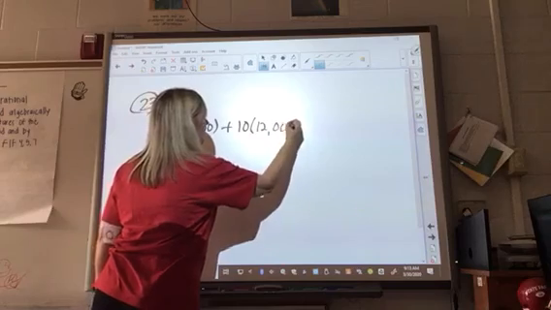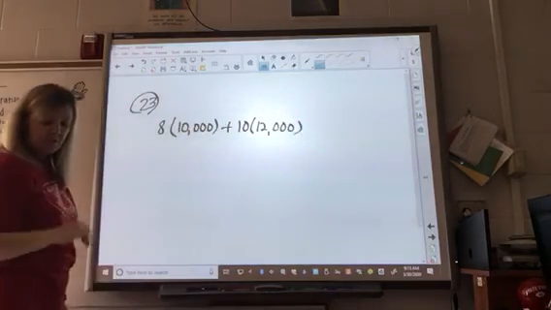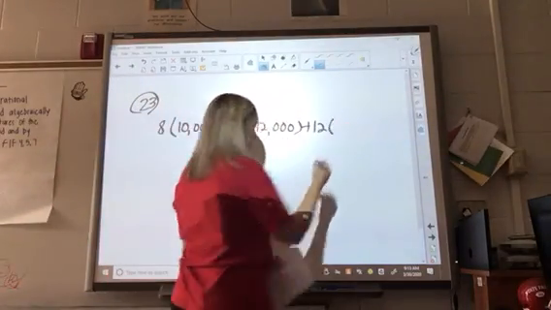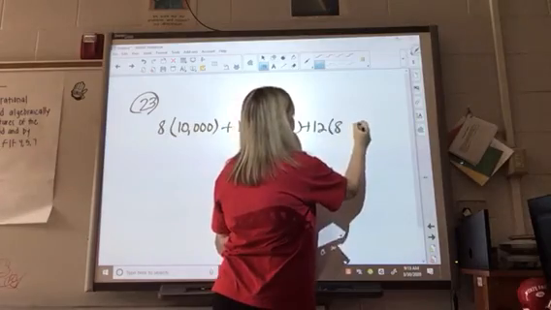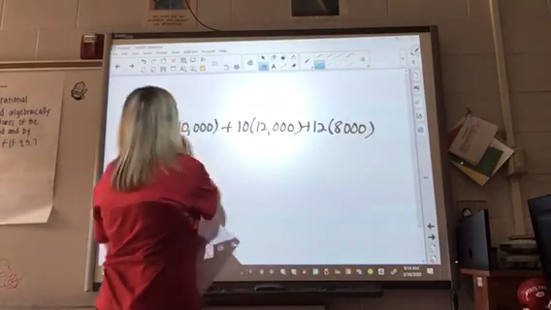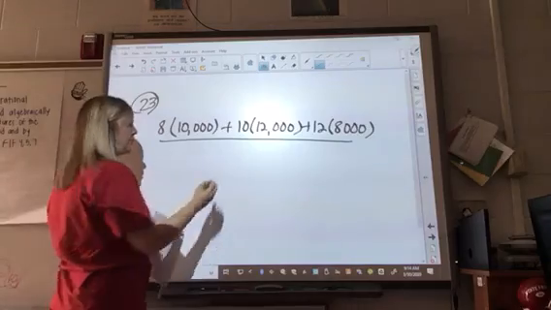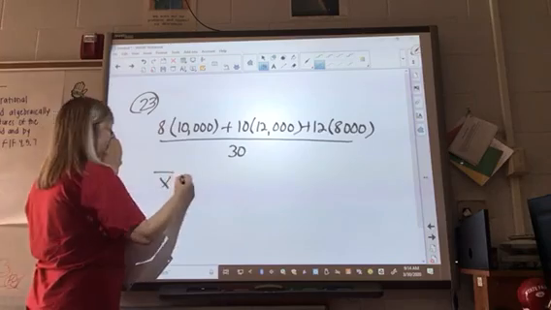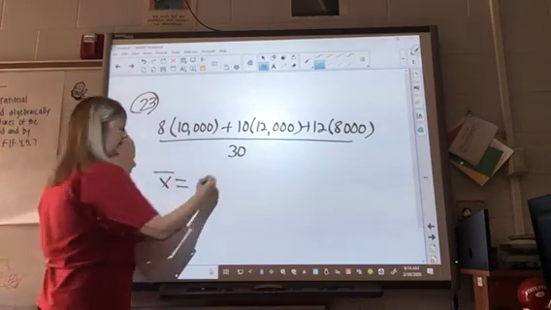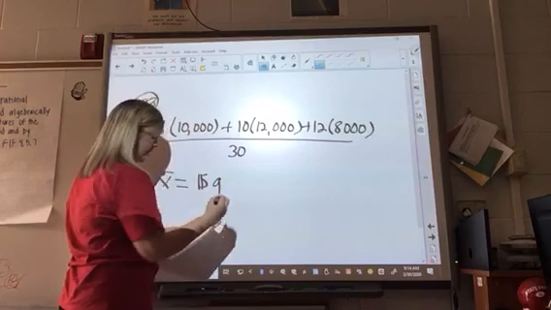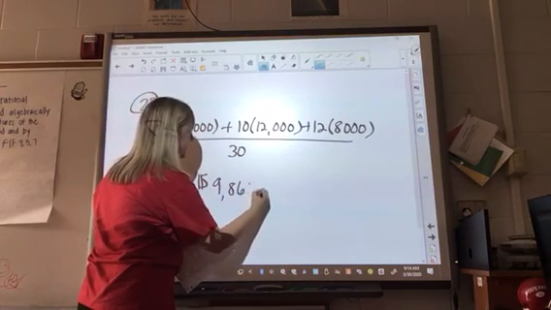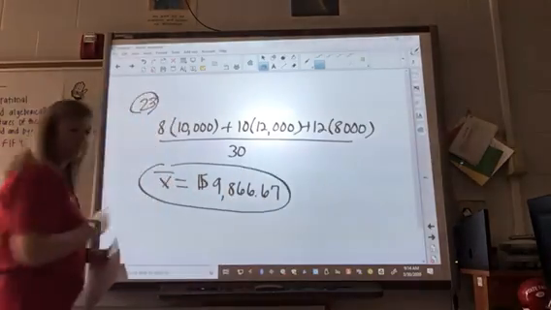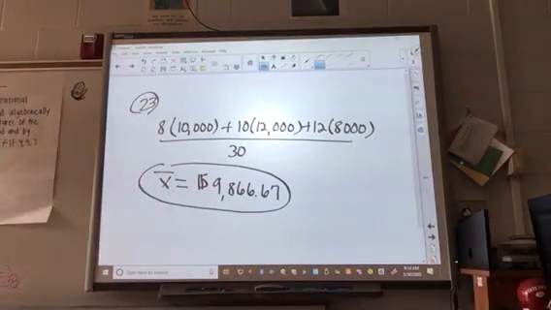multiply it by their price, plus the number of model C, multiply it times its price, and we'll divide by the total number of cars, which is 30. And if you put that in, the mean, which is X bar, is $9,866.67. Okay, that should do it for section 3.1.